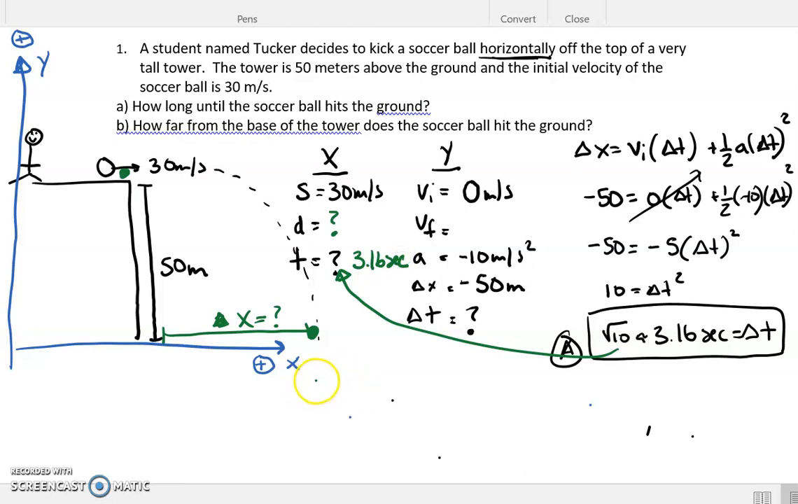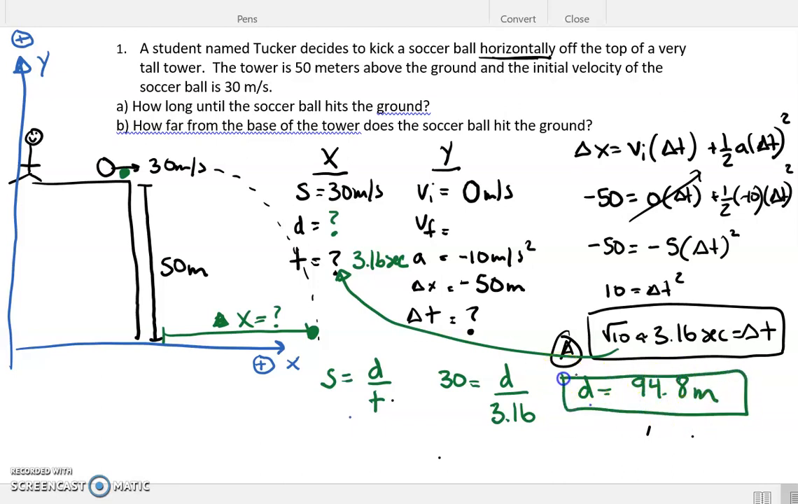Great. So now we can go ahead and use our good old equation, speed equals distance over time. So speed is 30, distance we want to find, and time is 3.16. Cool. I do a little nifty math, and that is going to give us about 94.8 meters for the horizontal distance. So that will be our answer to B.